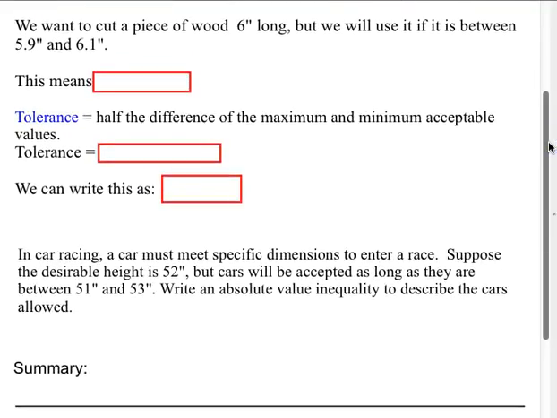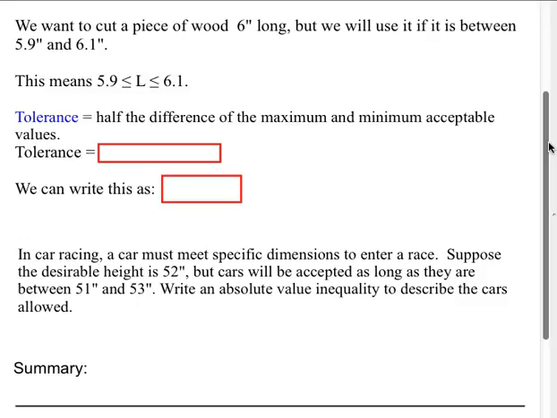Okay? So, we want to cut a piece of wood 6 inches long, but we will use it if it is between 5.9 inches and 6.1 inches. So basically, we have a target that we're shooting for. We want 6. However, we're willing to accept if it's between 5.9 and 6.1. So basically what we're saying is the length needs to be somewhere in between there. Needs to be greater than or equal to 5.9, less than or equal to 6.1. Okay?